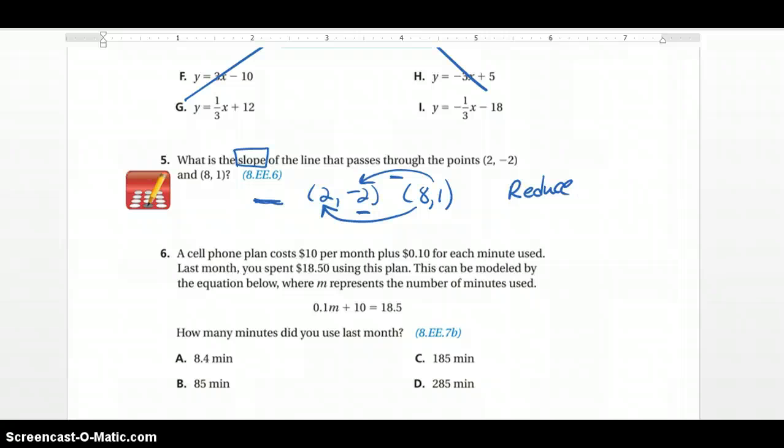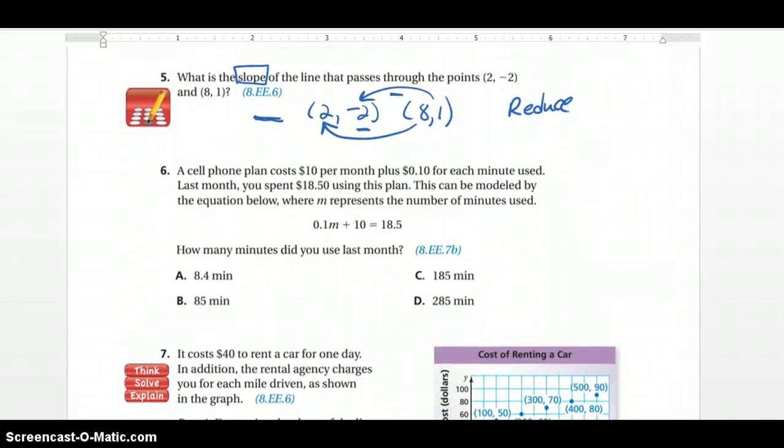Number 6. A cell phone plan costs $10 per month plus $0.10 for each minute used. Last month you spent $18.50 on the plan. This can be modeled by the equation below. M is my minutes, $10 is my monthly fee, and $18.50 is how much I spent. But they got rid of the 0 because they don't really need it for the equation. So how many minutes did you use last month?